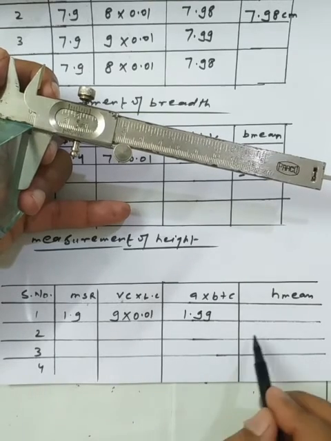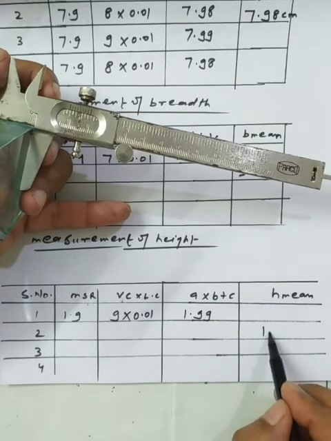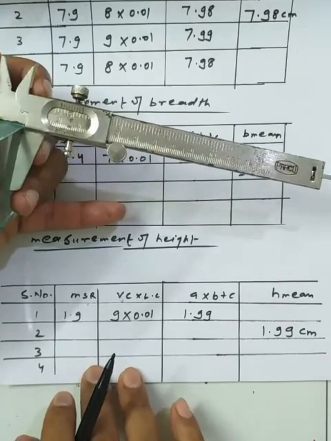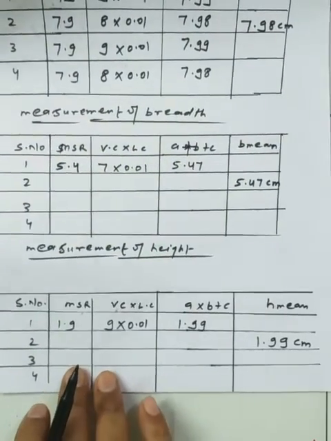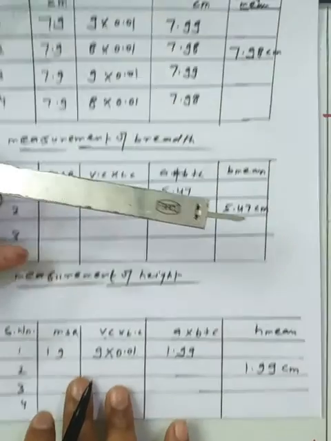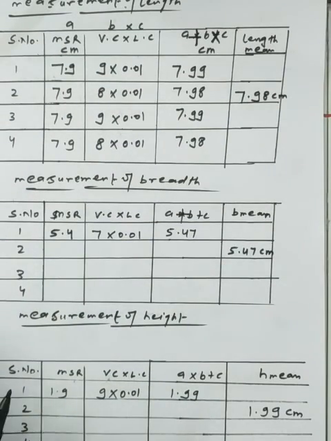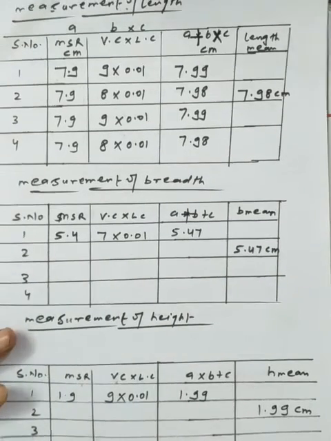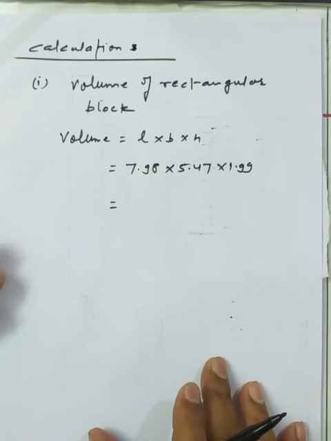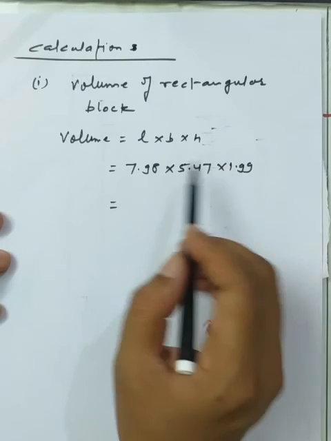And suppose we take a number of readings and get the mean, that is 1.99 centimeter is the height we have. So we have got the three dimensions. Now how can we utilize these dimensions to make a conclusion about an object? I am using the simple formula of the volume, that is length into breadth into height.